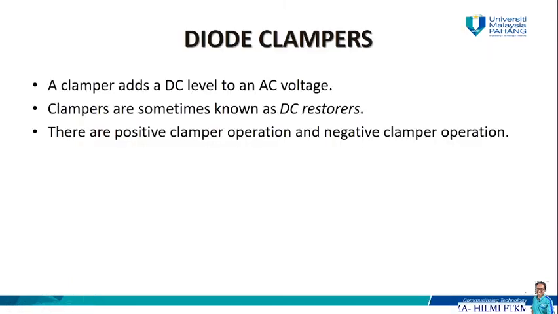Next, diode clampers. A clamper adds a DC level to an AC voltage. Clampers are sometimes known as the DC restorer. And there are positive clamper operation and negative clamper operation. Similar to the limiter, we have a clamper with positive and negative.